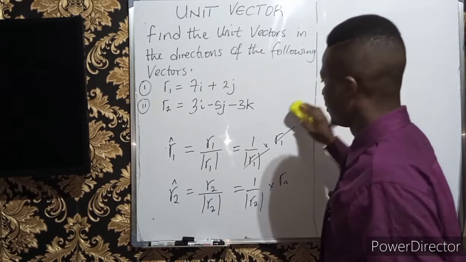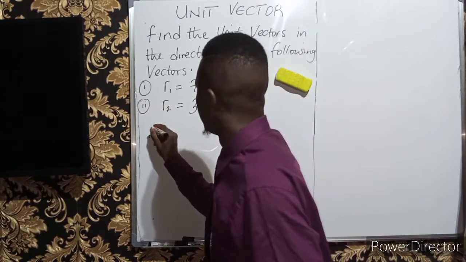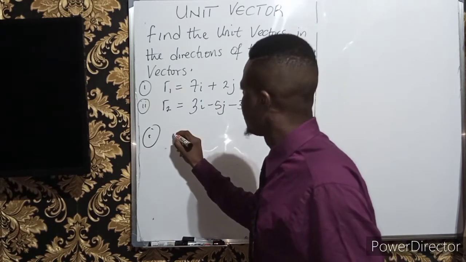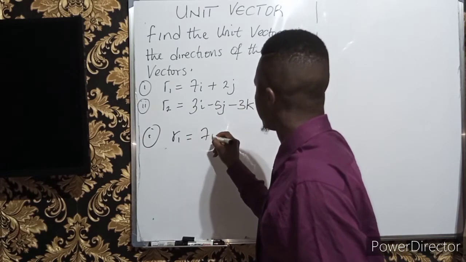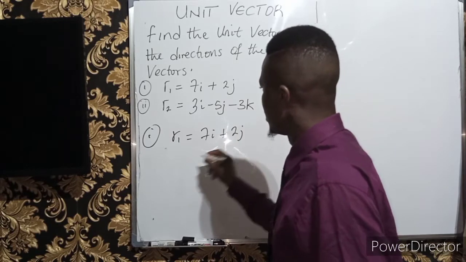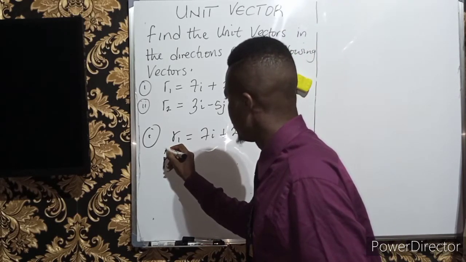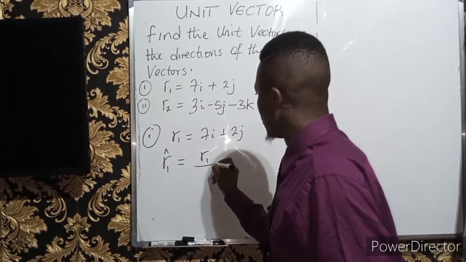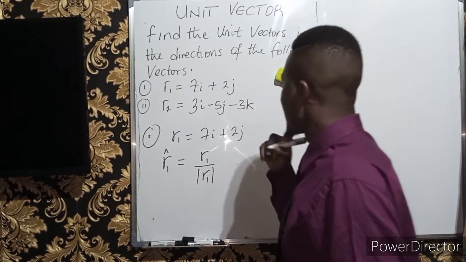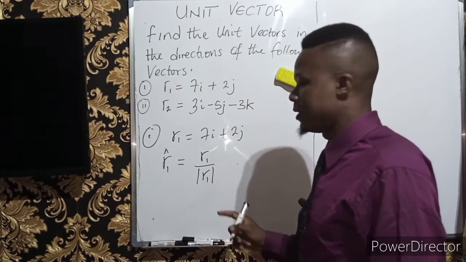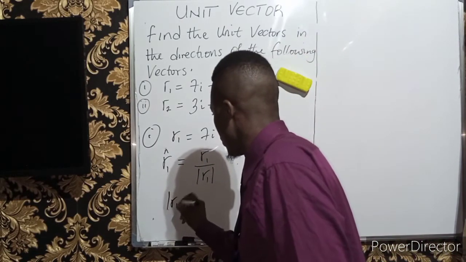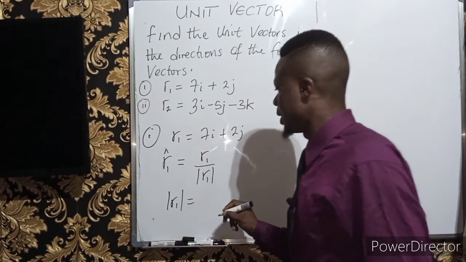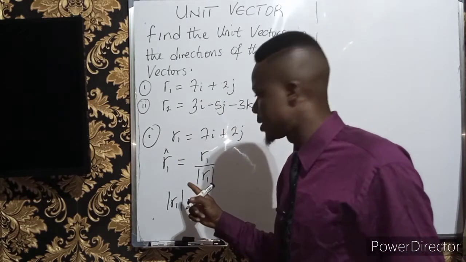So let us solve them now. For number 1, we have r1 equal to 7i plus 2j. The unit vector of r1, written as r1 hat, will be the same thing as r1 over modulus of r1. So let us get modulus of r1 first, which I discussed in my last video. You can check my playlist and watch the modulus of a vector for proper understanding.